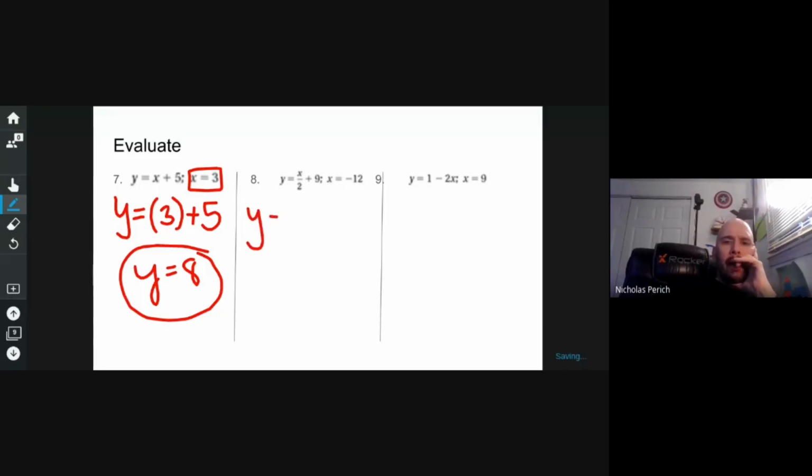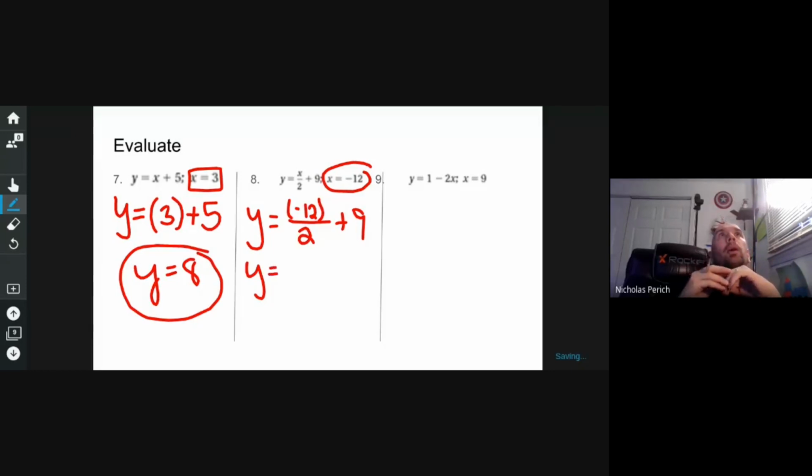Y equals x over 2 plus 9. X is negative 12. So y equals negative 12 over 2 plus 9. And then it's just PEMDAS. Okay, y equals, let me think, negative 12 divided by 2 is negative 6. Negative 6 plus 9. I owe someone $6, but then I get $9. So after I pay off my debts, I have $3.